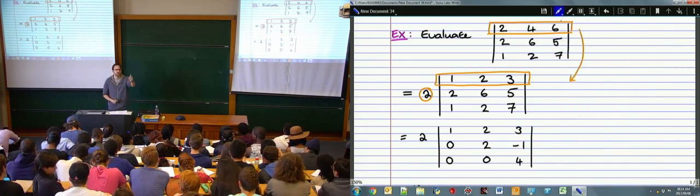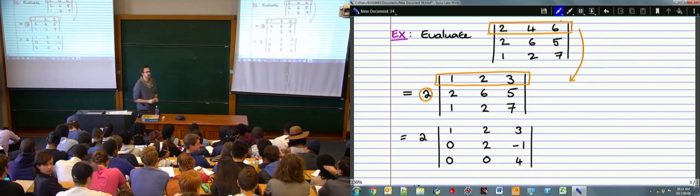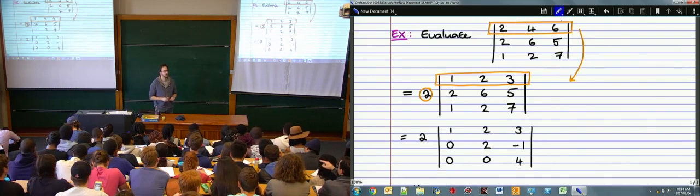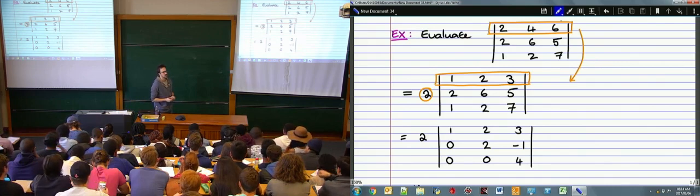Right. Yes? If you were to take on 2 common facts, the middle row was 2, 6, 10, so you would take on 2 here. Would the 2 on the front be 4?